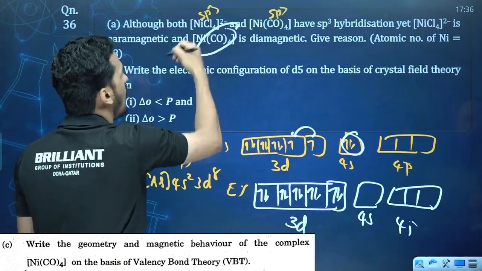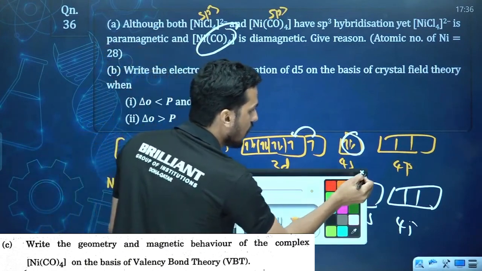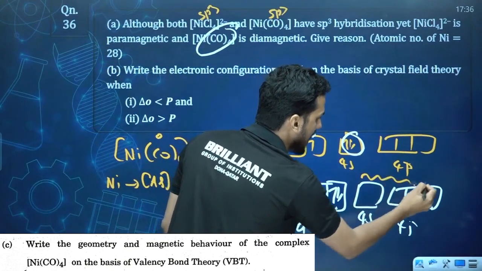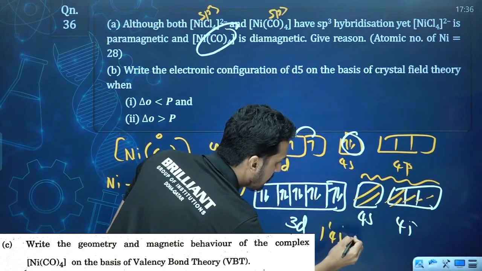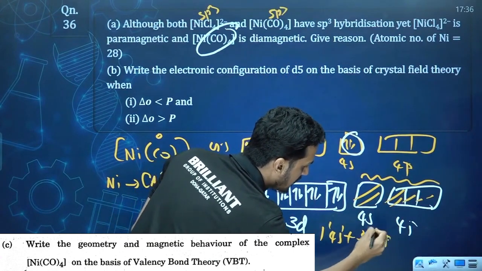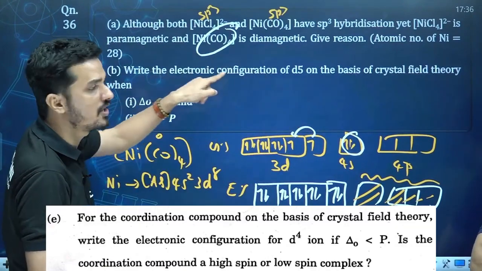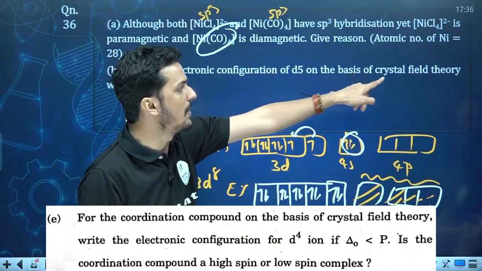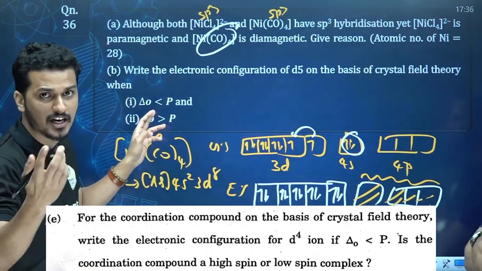Now how many are coming? 4 carbon monoxide are coming. Automatically we have to take 4 vacant orbitals for hybridization: one 4s plus three 4p. That's why 4 sp3 hybrid orbitals. We write the electronic configuration of d5 on the basis of crystal field theory when delta O is what?